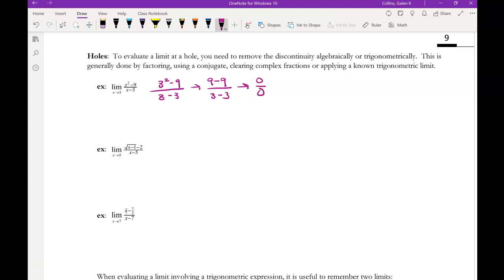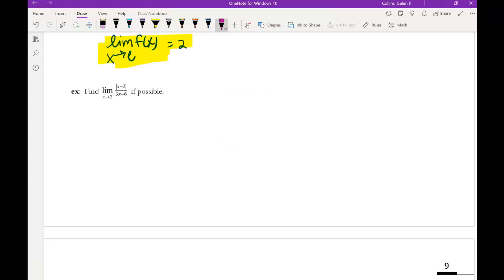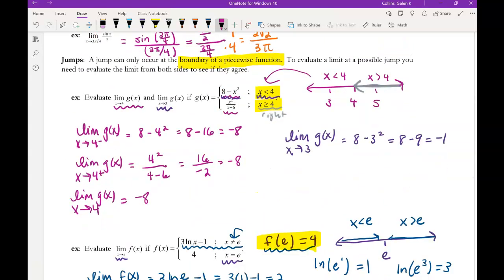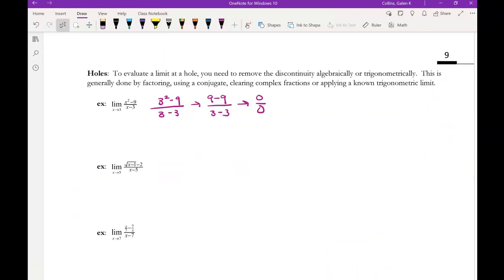So remember, in the first video, we said, and I'm just going to scroll up since I'm in OneNote and I can, we said that 0 over 0 is an indeterminate form. And so what that means is that with 0 over 0, we don't know what's happening with our function. We cannot conclude that the limit is equal to 0 or infinity or anything like that. So instead, we have to remove the hole. So holes are sometimes called removable discontinuities because we have some algebraic skills with which we can do that.